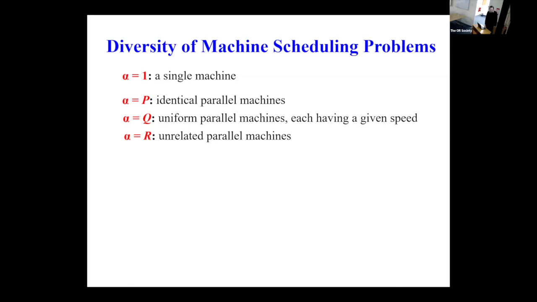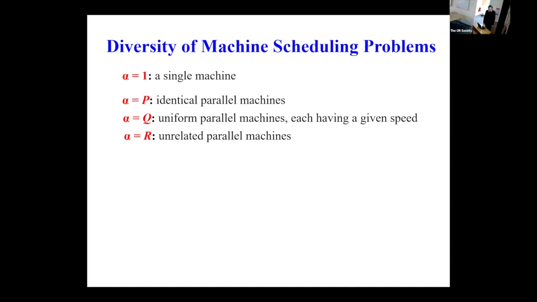So I'm going to show you now what makes up alpha, beta, and gamma. So alpha equals 1 means you just have one machine. These first four choices for alpha are all problems where there's just one operation on the job to be done. So alpha equals P means you've got identical parallel machines, and it doesn't matter what machine you process the job on, so you're buying identical copies of the same machine just to speed things up in comparison with the case that you had one machine.